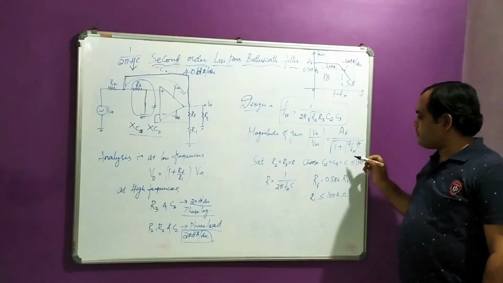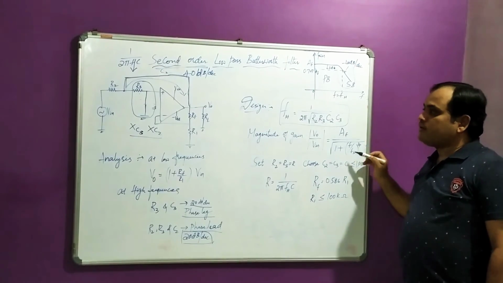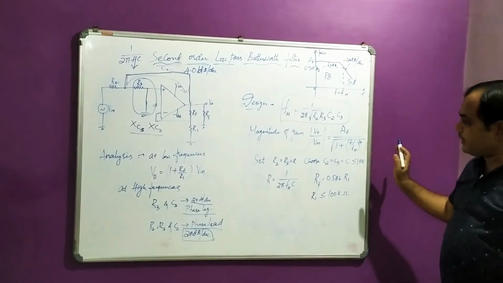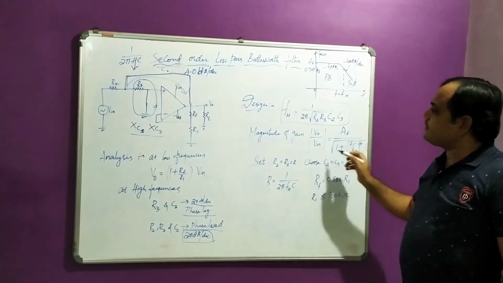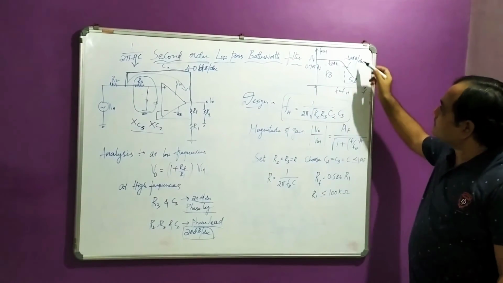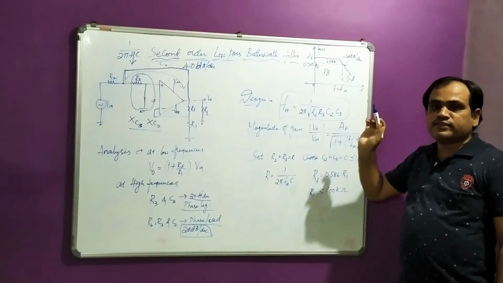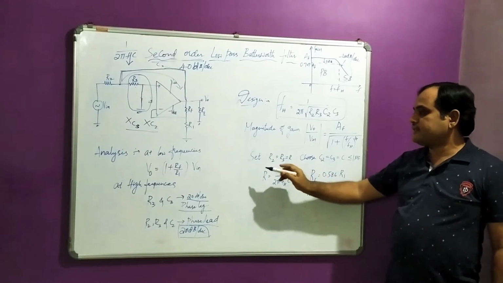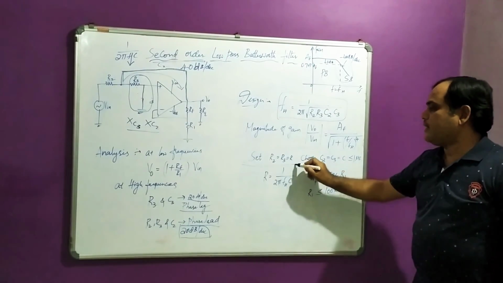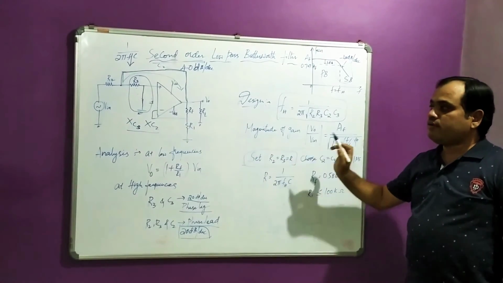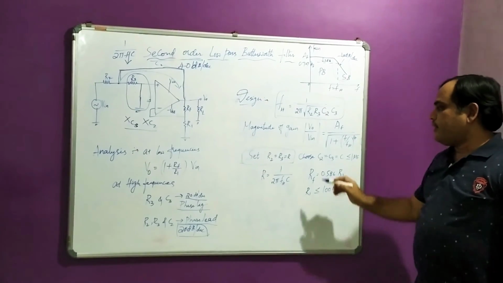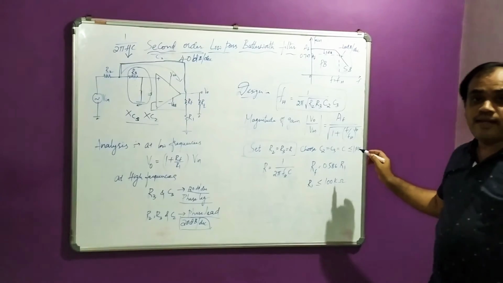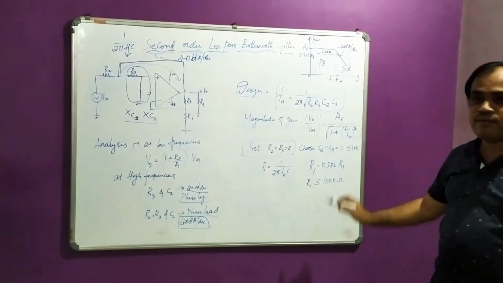In first order it was F by Fh whole to the power of 2. Now it has been doubled, becoming whole to the power of 4. If we analyze this with three cases, we will come across the same concept we discussed for the first order low pass filter in the last class. Now in the design part, I am going to set R2 equal to R3 equal to R. I choose C2 equal to C3 equal to C, which is always less than or equal to 1 microfarad. This is very important.